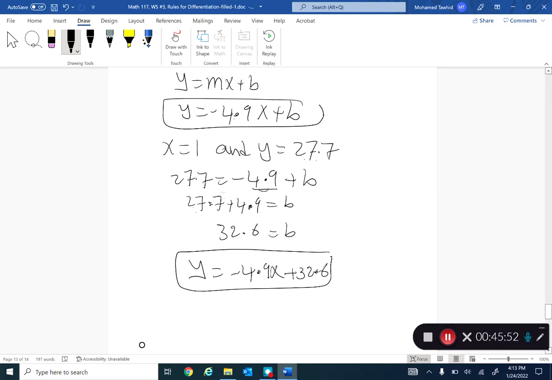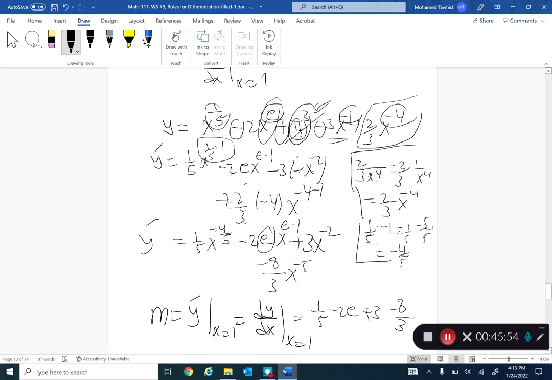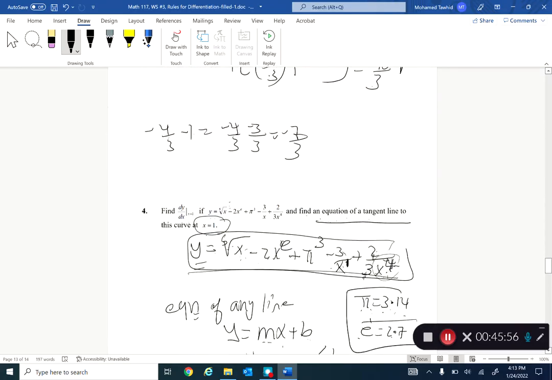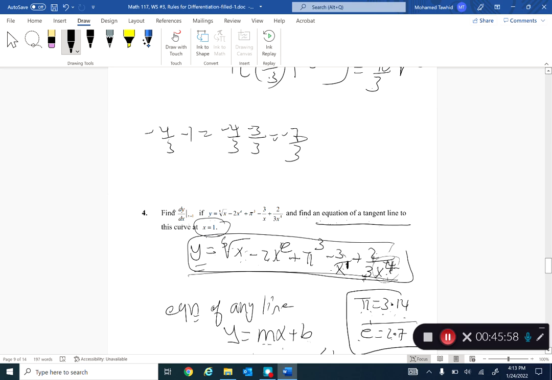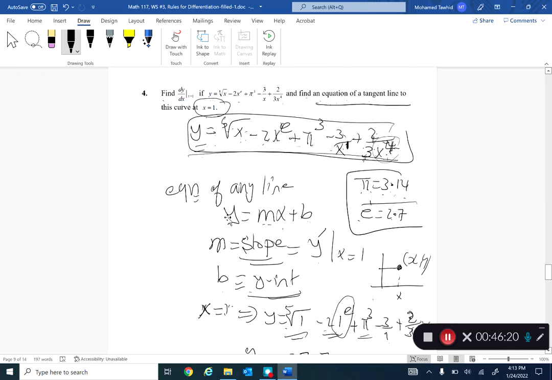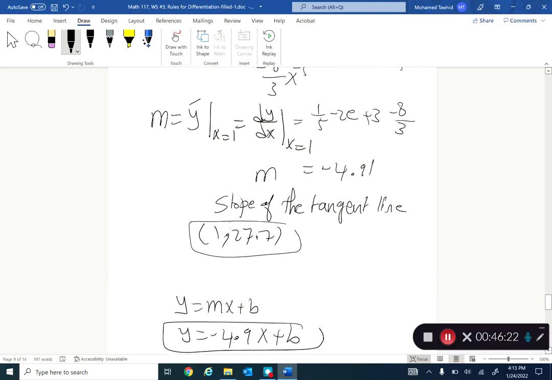So let me summarize what I did here. Before I start, you have to read the question. What is the question? They ask you to find dy/dx, the derivative, when x equals 1. Which means here is your y. It's easy to take the derivative: just simplify that first. After you simplify, take the derivative and then replace x by 1. What I got is that the derivative is negative 4.9.